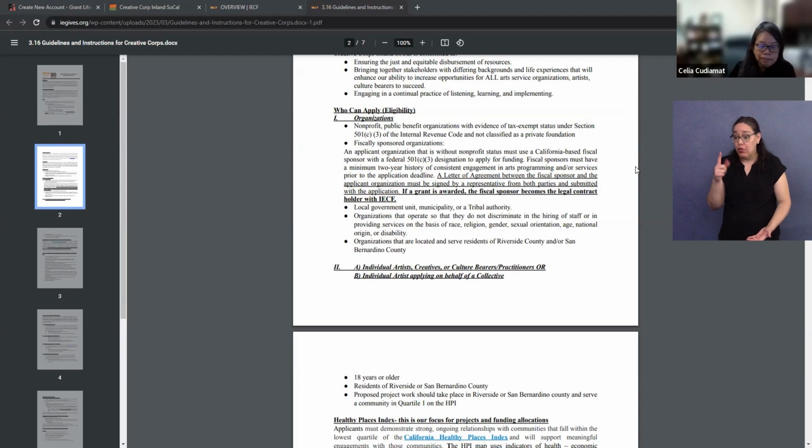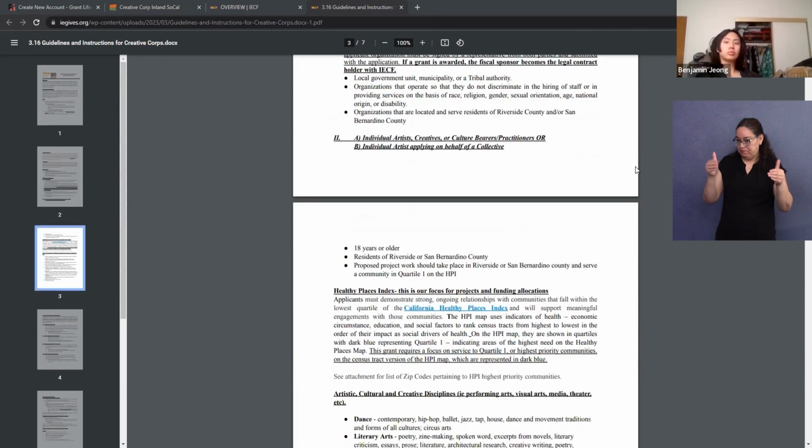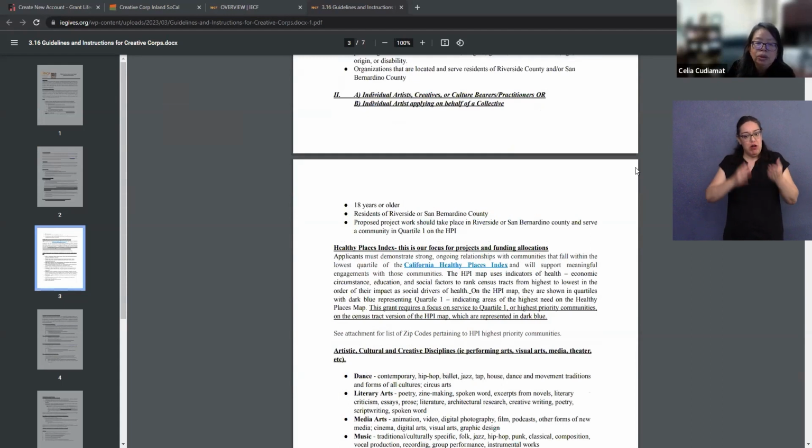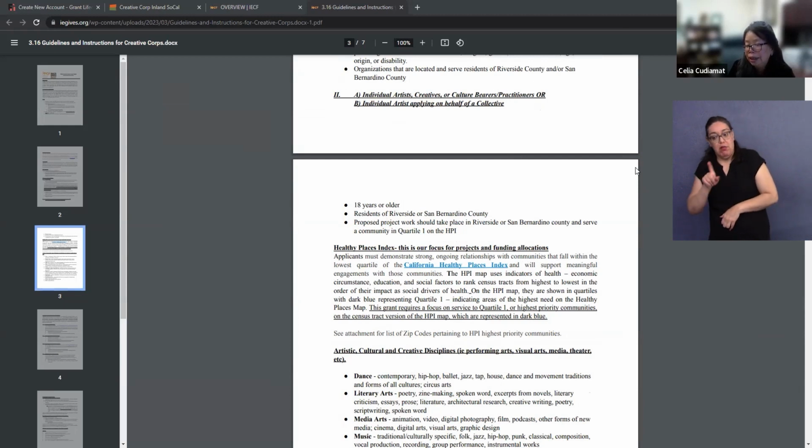Any other questions before we go into the individual artist eligibility? No. Okay, let's move forward. Again, with the individual artists, you have to be 18 years old or older. You have to be a resident of Riverside or San Bernardino County, and your proposed project must take place in Riverside or San Bernardino County. And that's the same thing with, of course, the nonprofit organization. The funds are designated for the Inland Empire, and so the projects must happen in the Inland Empire.